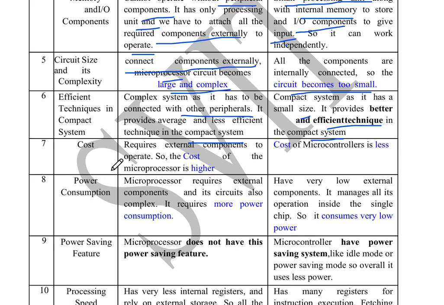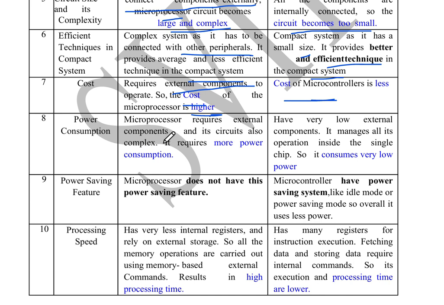Seventh one, cost. Once again, as we have to connect external components to operate, the cost of a microprocessor is higher. And in microcontrollers, as again we need not connect any external components, the cost is less. Power consumption. A microprocessor requires external components once again, and its circuit is also complex, so it requires more power. Microcontrollers have few external components as everything is in a single chip. It consumes very little power.